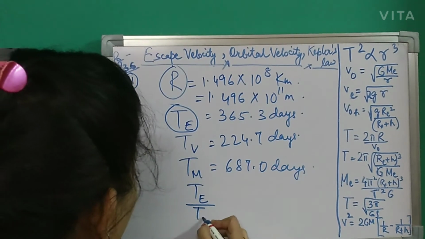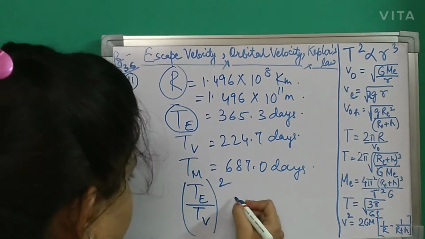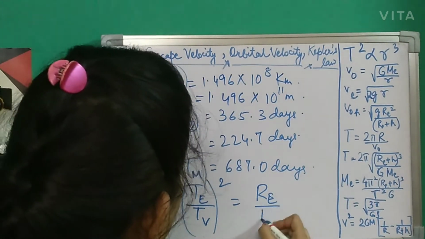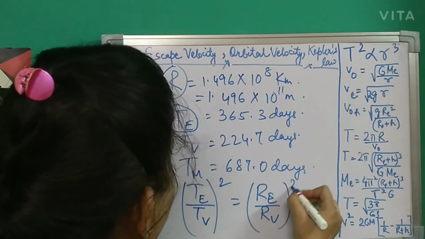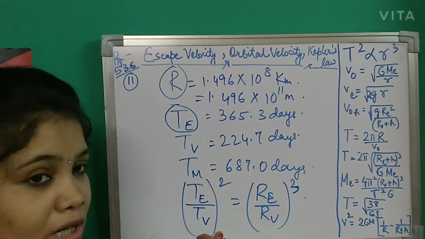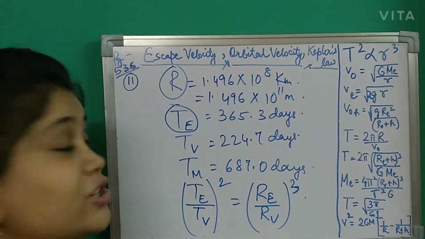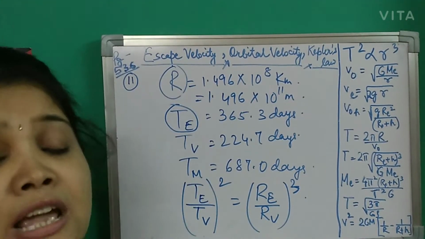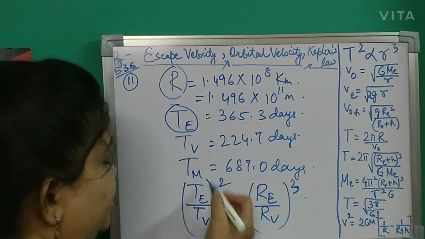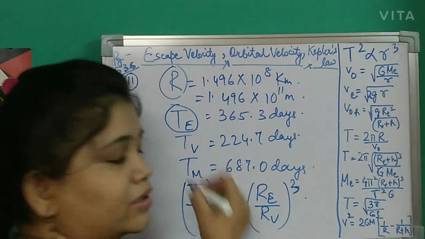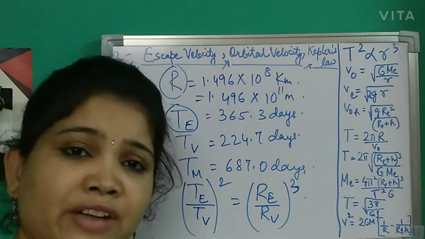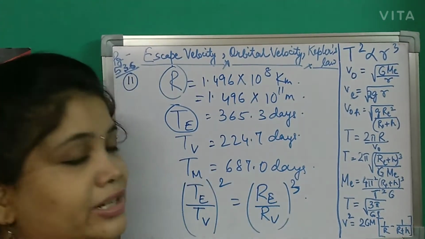So (Te by Tv) whole square is equal to (Re by Rv) whole cube, where Re is the distance of the earth and Rv is the mean radius of Venus. Re is nothing but the distance between the earth and the sun. We will take Te as the time period of the earth and Re as the mean distance of the earth. With respect to that, we will find the mean distance of Venus and Mars.